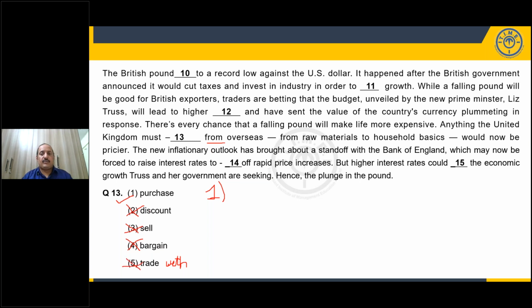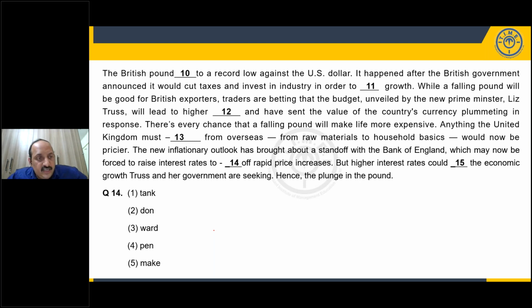There's every chance that a falling pound will make life more expensive. Anything the UK must purchase from overseas, from raw material to household basics, would now be pricier. It will be more expensive. The new inflationary outlook has brought about a standoff with the Bank of England, which may now be forced to raise interest rates to dash off rapid price increases.